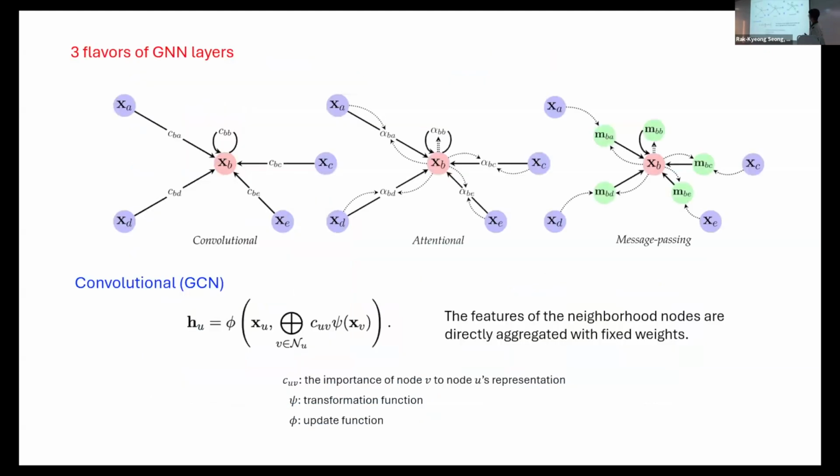So here is a simple introduction to 3 flavors of GNN layers. The first one is called graph convolutional network, simply GCN. This GCN is designed to learn the node feature by simply aggregating the node features in the neighborhood. So for this red colored node, in order to get its node representation, we aggregate the node features from the neighborhood nodes.